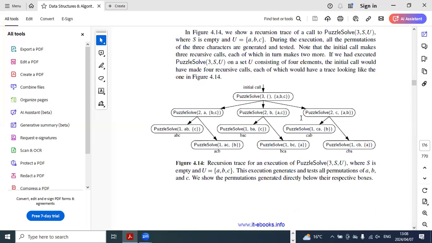The algorithm here is for solving the puzzle. We have an input, we run a for loop, and then we check if it is a solution, and if it's not, we run the for loop again. This gives us multiple recursion, where it gives us not only two calls, but more than two. We check for this argument for A, B, C, 2B, AC, and etc. The recursion trace for an execution of puzzle solve 3 with S and U, where S is the empty set and U is A, B, C. This execution generates and tests all the permutations of A, B, and C.